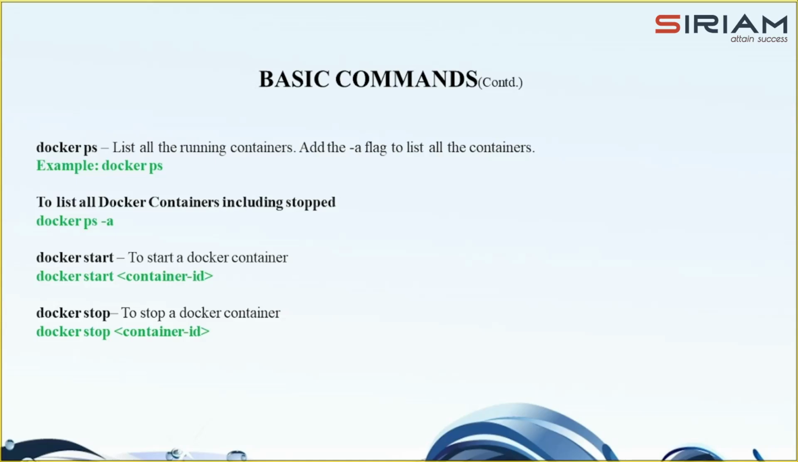Next command is docker ps. It lists all the running containers. Right? So running docker ps displays a list of all the containers that are currently running on the Docker host. By default, it only shows active containers. This command is useful for monitoring the status of the running containers.